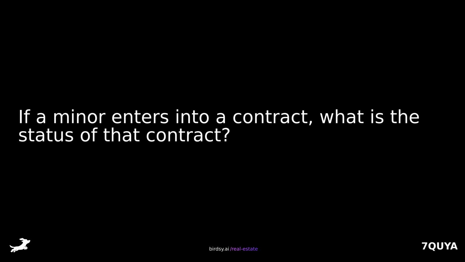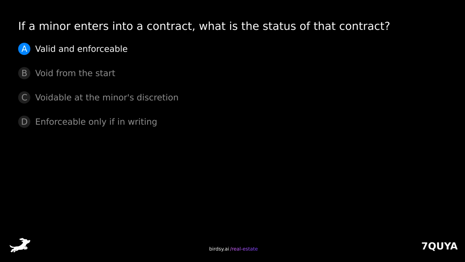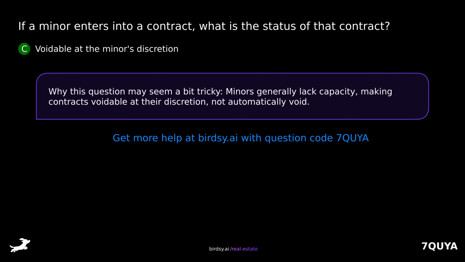If a minor enters into a contract, what is the status of that contract? Is it A, valid and enforceable? B, void from the start? C, voidable at the minor's discretion? Or D, enforceable only if in writing? The answer is C, voidable at the minor's discretion. Why this question may seem a bit tricky: minors generally lack capacity, making contracts voidable at their discretion, not automatically void.